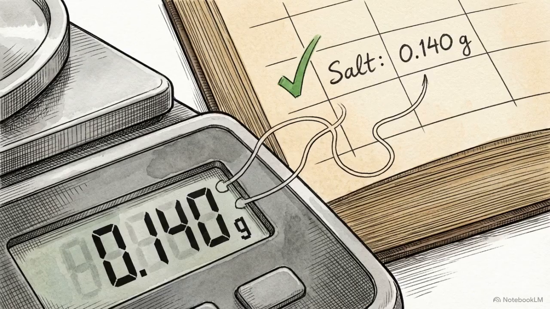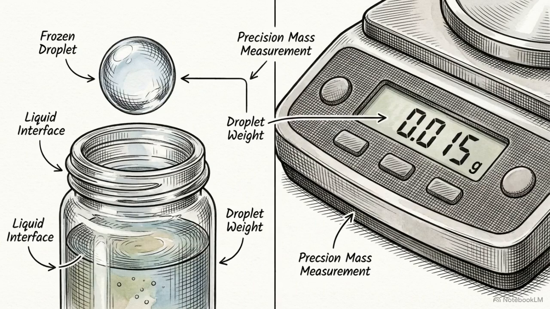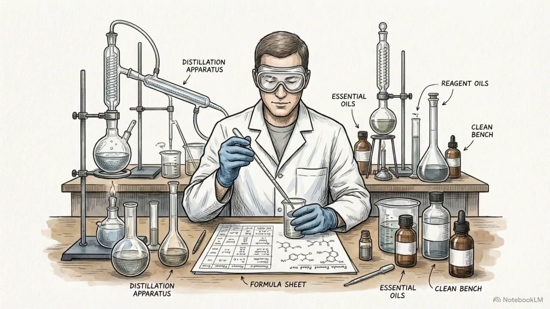After you hit the exact target weight for an ingredient, press tare again to return the scale to 0 before adding the next material. Zeroing the scale between every single addition isolates the weight of the new ingredient. This step ensures a single heavy drop won't ruin the math for the entire rest of the formula.